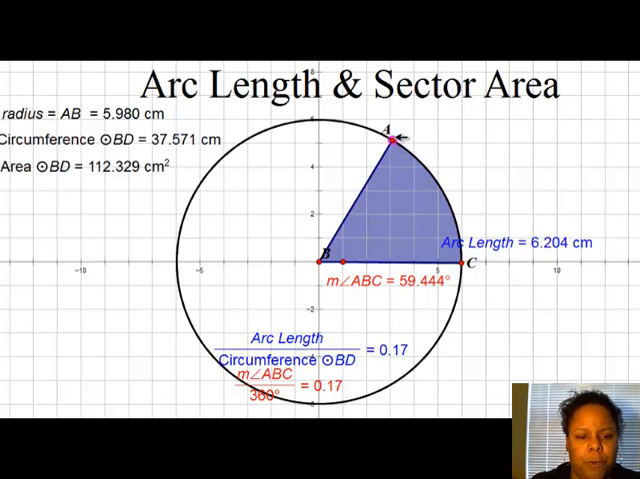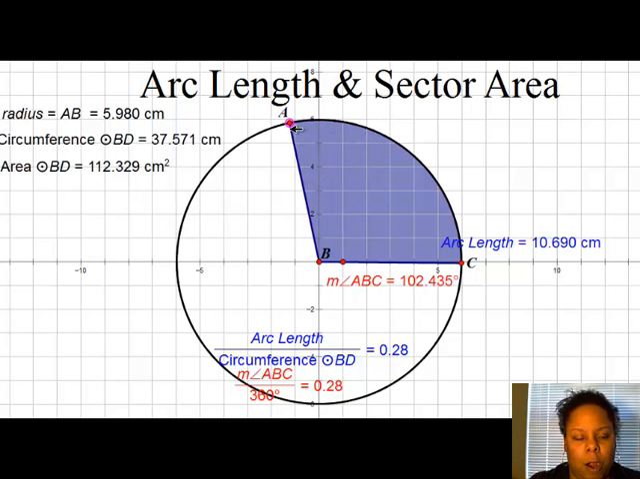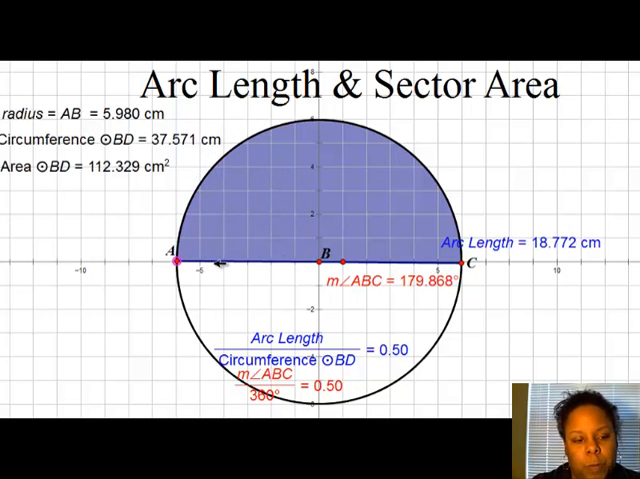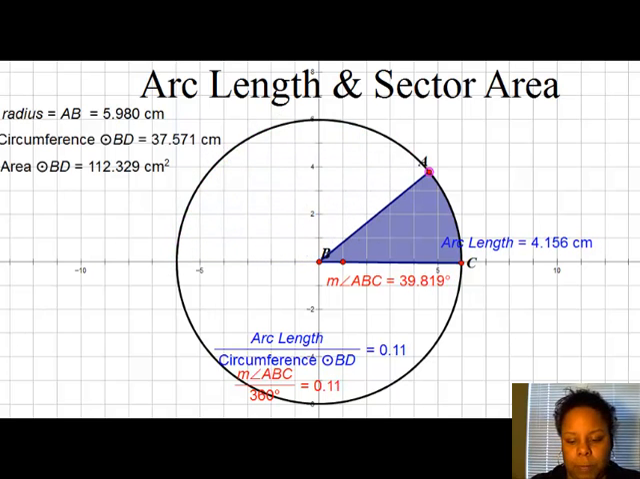And as I move A so that the arc length is increased, I see that the percentage is also increased. So much so that when I get down over here to 180 degrees or something close to 180 degrees, the arc length is almost half the circle. As we can see, the entire circle's circumference is 37.5, and this arc length is about half of that, which is 18.72.